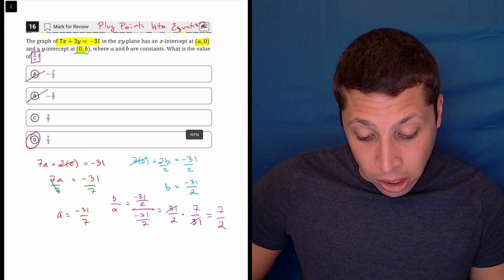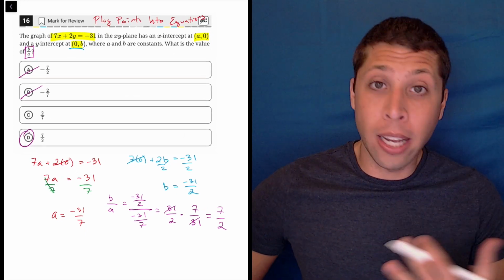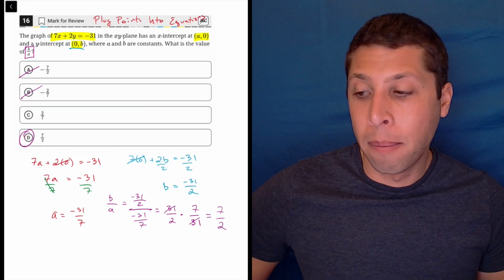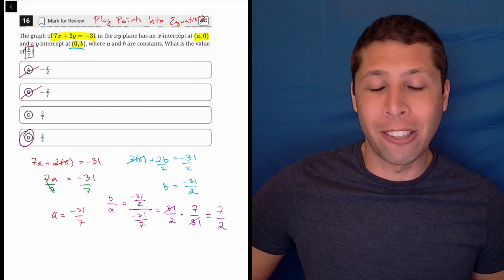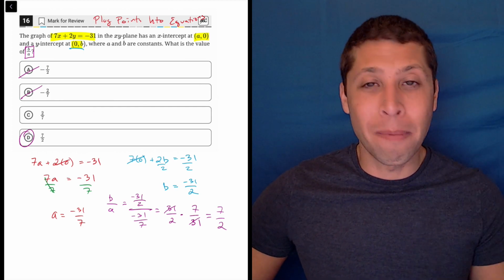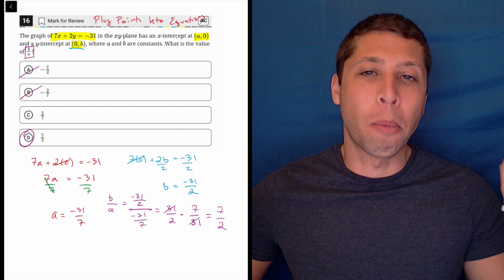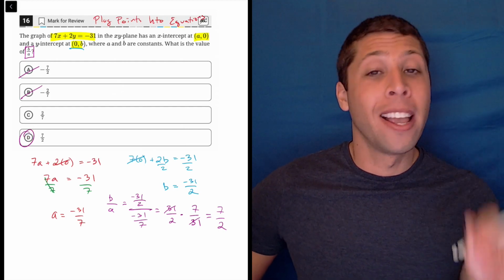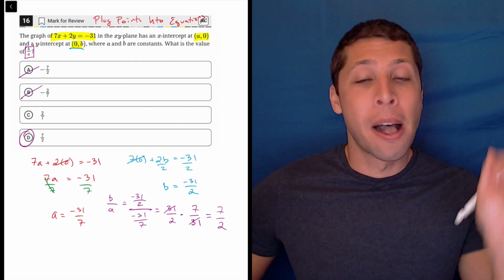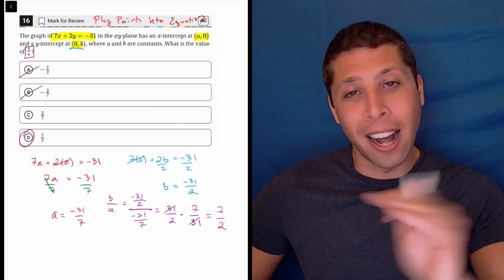I love that question. It's supposed to be hard. A lot of you are going to look at it and kind of panic because it sounds very math heavy. But again, plug points into equations is our friend. It's a nice, simple, mindless way to approach a lot of SAT questions. If you see equations and you see points, plug the points into the equations. Odds are good you're going to get the answer.